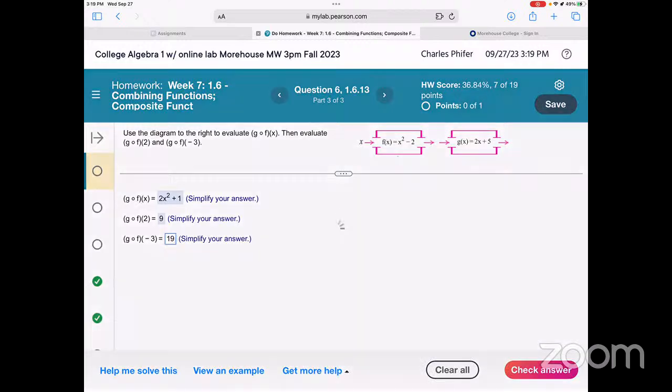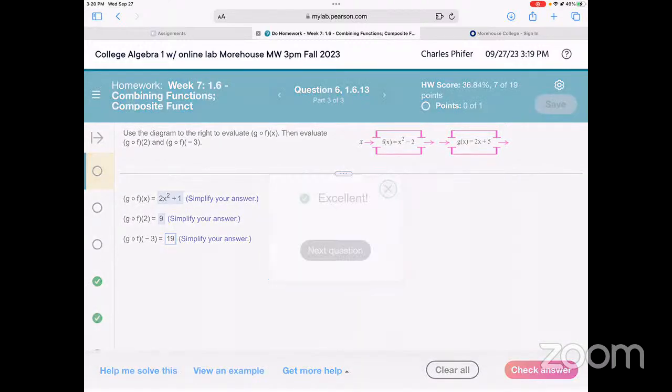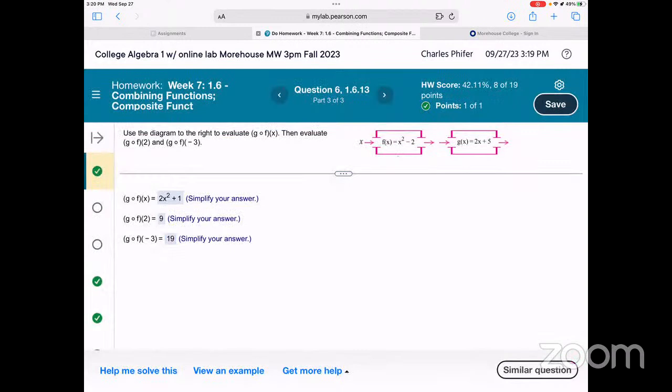Let's go with this. God is good. Okay. Hey, Google, give me a random number between 1 and 19.